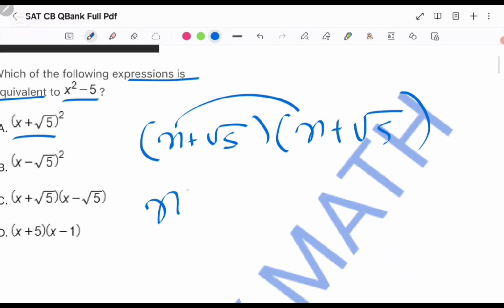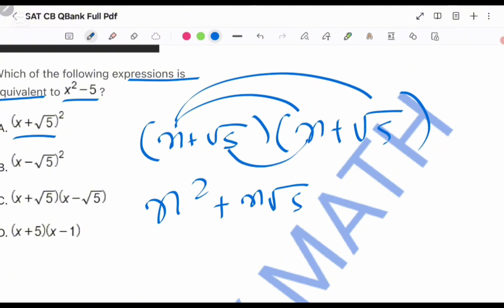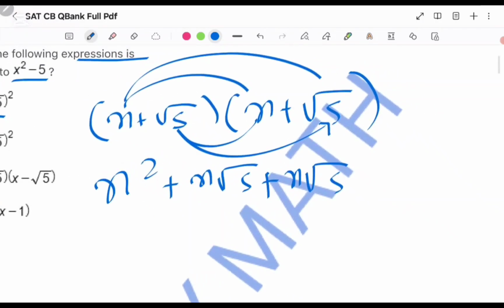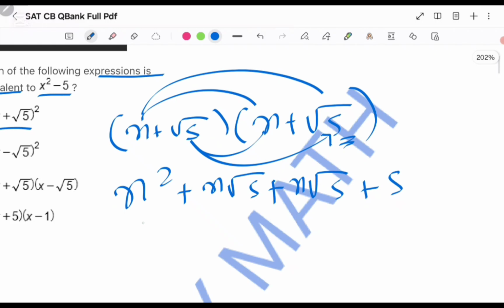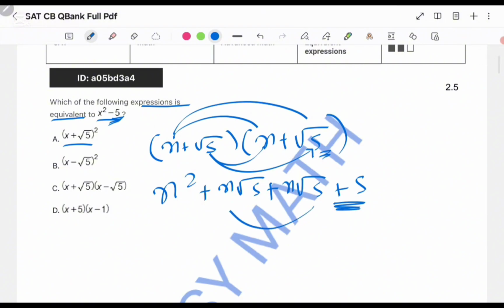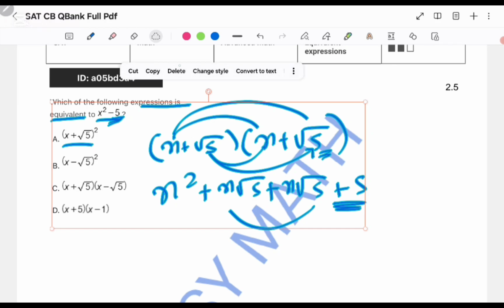So x and x, we have x squared, x and root 5, we're going to just keep it as x root 5, and then again another x root 5, and then I have the root 5 with the root 5. Now when you multiply two roots together, you're only left with the constant, whatever is inside the root. So if you add the like terms, first of all, that is a positive. My constant is negative in here, so they're not equivalent, but even if you're going to just add these two, you're going to have a 2x root 5, and then plus 5 doesn't match, so A is going to be a wrong answer choice.